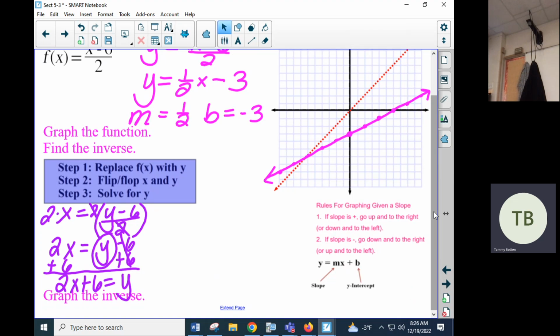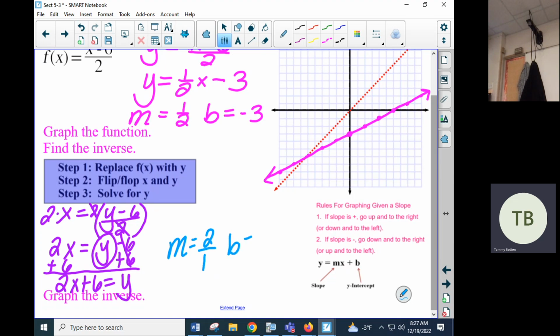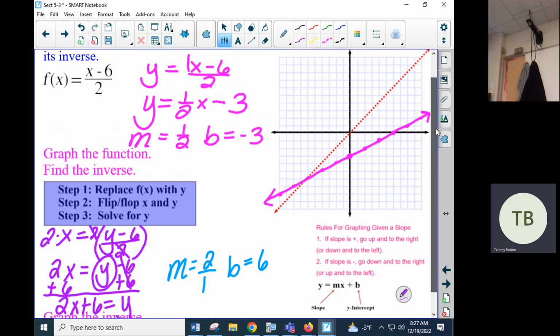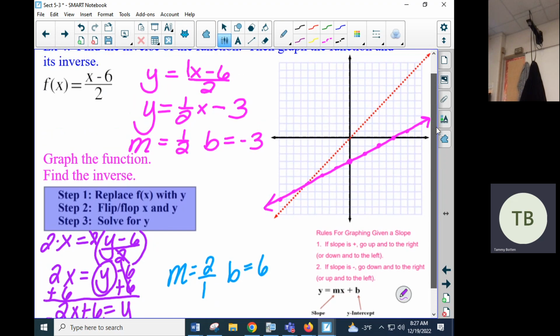Okay, what that tells me then is my slope is 2/1 and my y-intercept is 6. So if I go to the graph, I'm going to go up to 6, 1, 2, 3, 4, 5, 6. And then my slope is 2/1. So I'm going to go up 2/1, up 2/1, which is the same as down 2/1. So you can continue that pattern. And then draw your line.